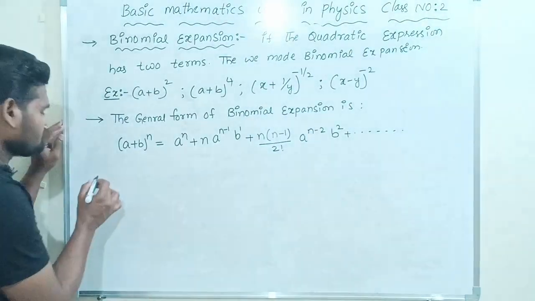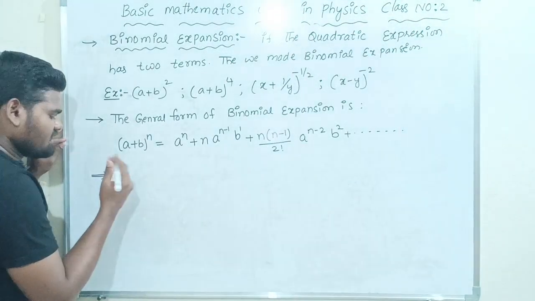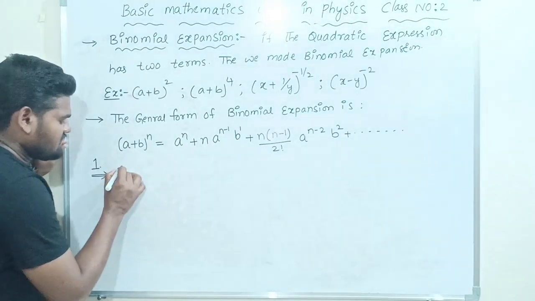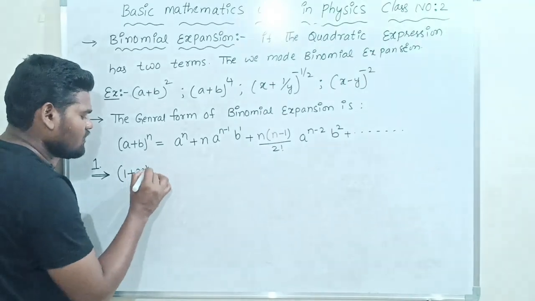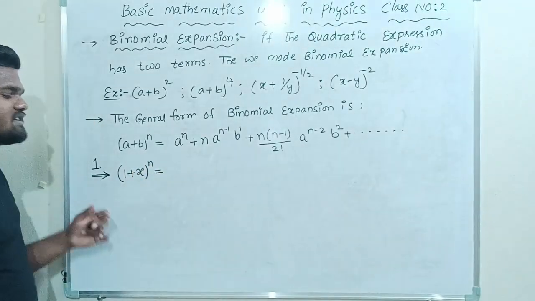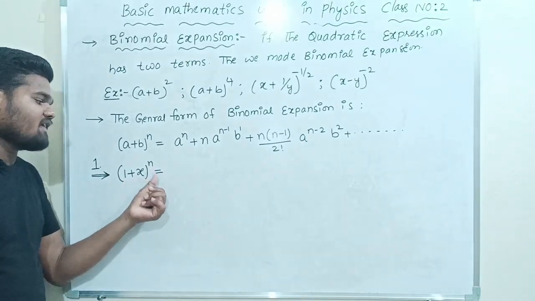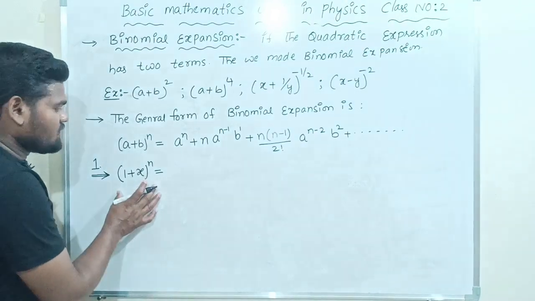Okay, so next one, if the expression is like this, so first one, what is that? 1 plus x whole to the power of n. If the expression is like this, how is it? 1 plus x whole to the power of n is equal to, we can write the binomial expansion. So this is the form.